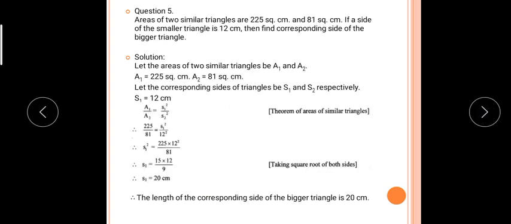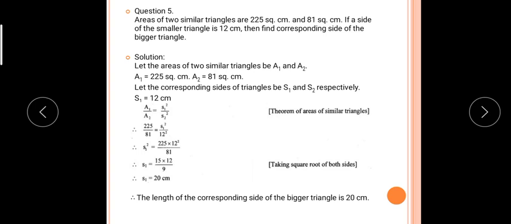Now the next question. This is also a very simple question. The areas of two similar triangles are 225 square centimeter and 81 square centimeter. If a side of the smaller triangle is 12, then find the corresponding side of the bigger triangle. Very simple. Firstly, write down A1, that is 225, and A2, 81. First triangle, second triangle. The smaller triangle means S2, because the area of the smaller triangle is 81 less than 225. Therefore, S2 is equal to 12 centimeter.